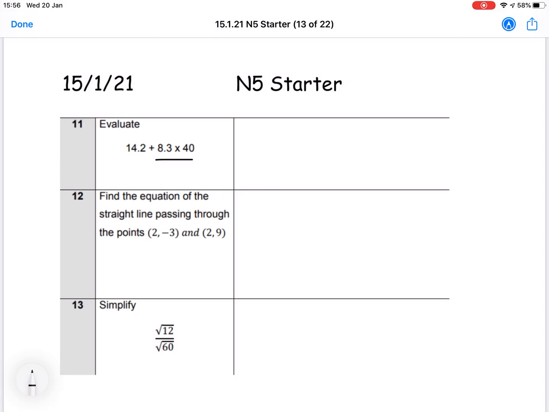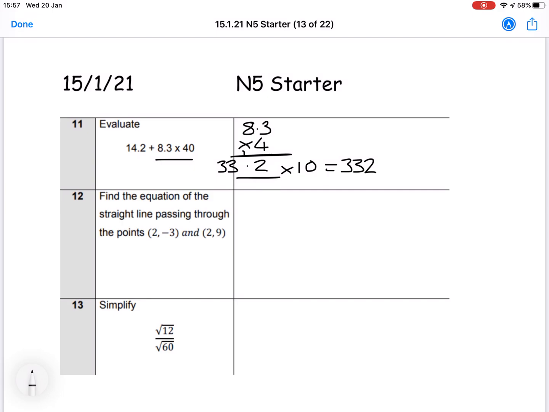So 8.3 times 40. So this would be a non-calculator question as well. So what we would do first is we would do 8.3 times 4. So 4 times 3, that's 12. Carry your 1. 4 times 8, 32. Carry your 1, 33. And then we would do 33.2 times 10 because it wasn't times 4, it was times 40. So that's going to give us 332.